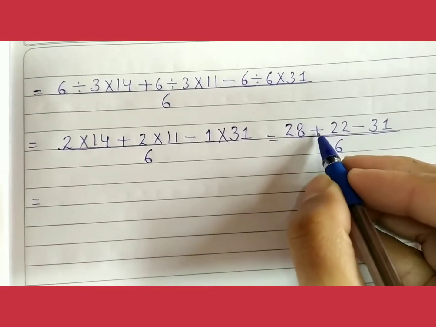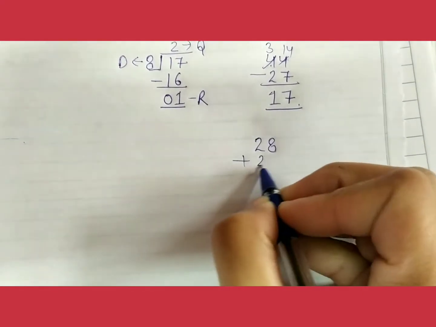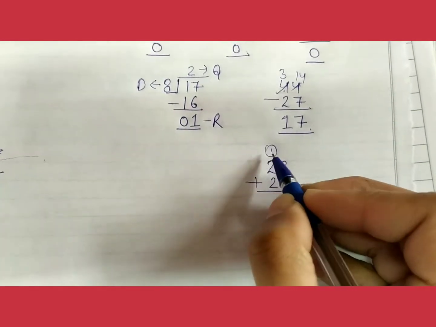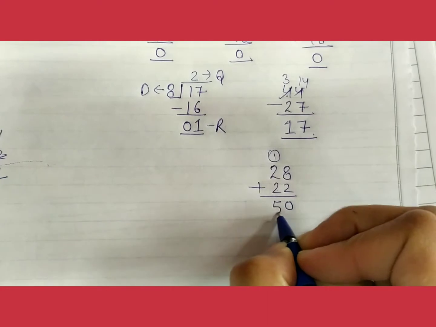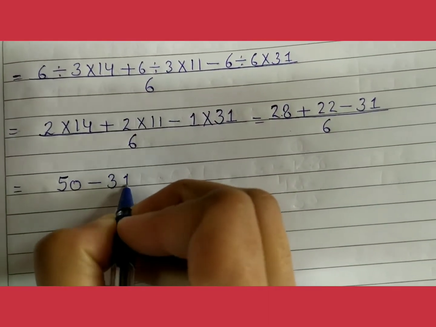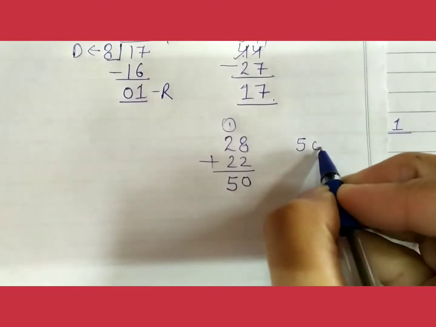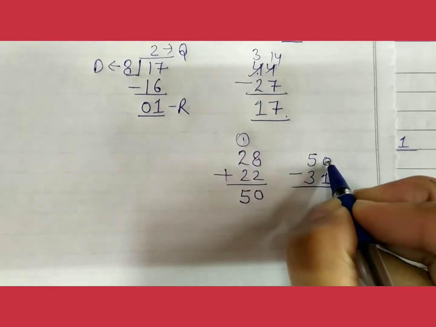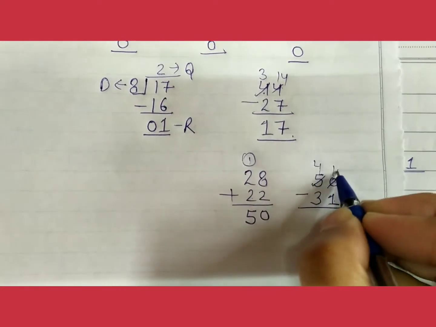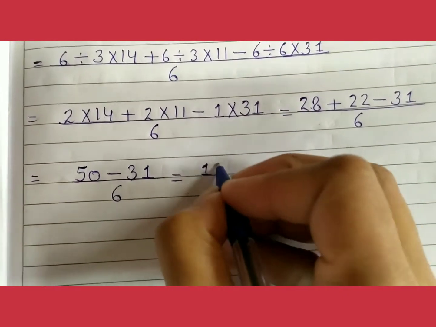28 plus 22. 8 plus 2, 10. 0 write down, 1 carry. 2 plus 1, 3. 3 plus 2, 5. That is 50. Write 50 minus 31 upon 6. 0 minus 1, 0 is a small digit as compared to 1, borrow from 5, it becomes 4. 10 minus 1, 9. 4 minus 3, 1. That is 19 upon 6.